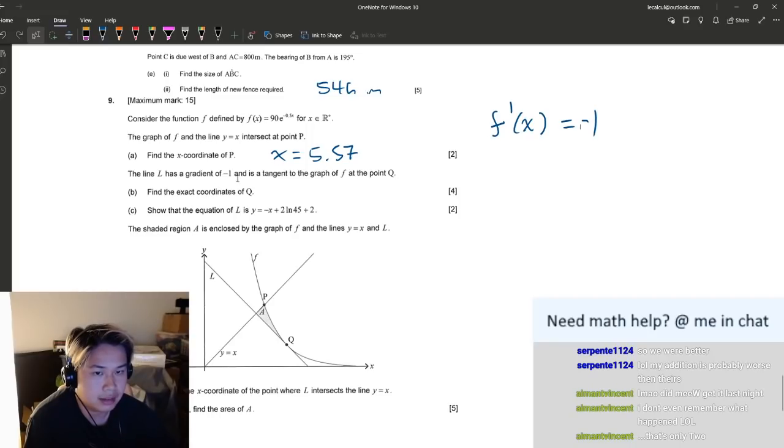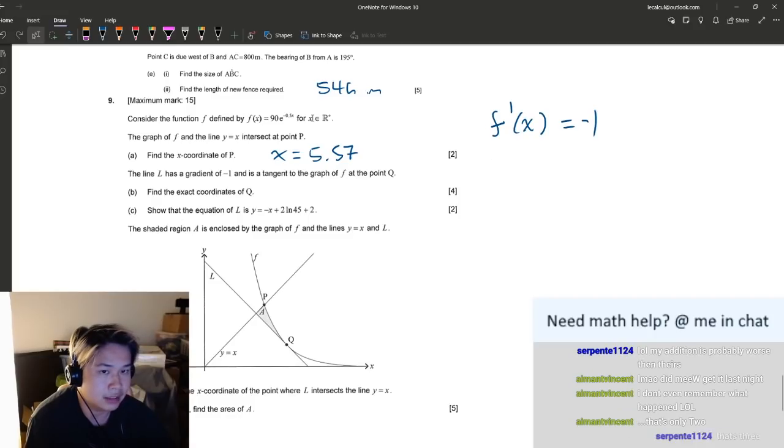Anyways, so what we're going to do is we are going to solve this equation for when it's equal to -1. So you can take the derivative, again, solve it for -1.